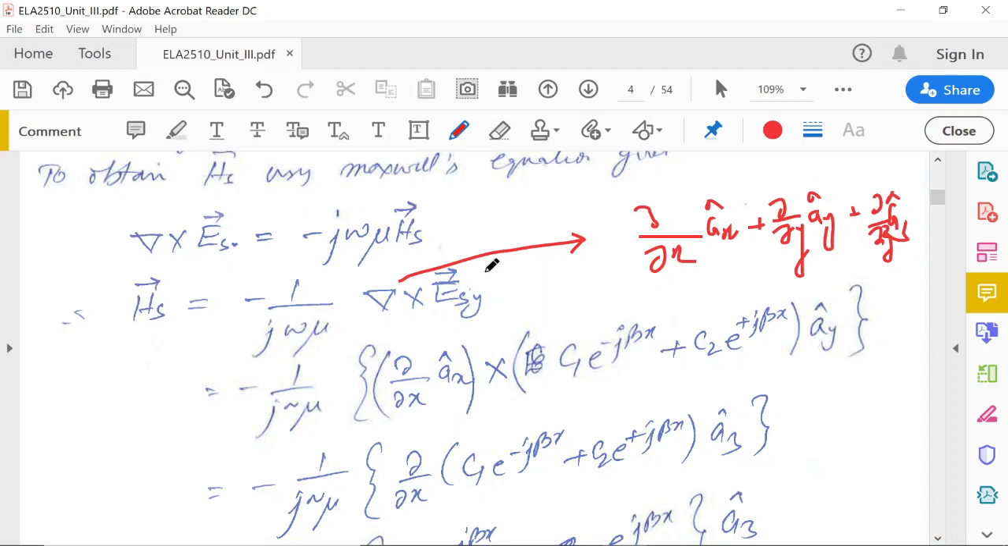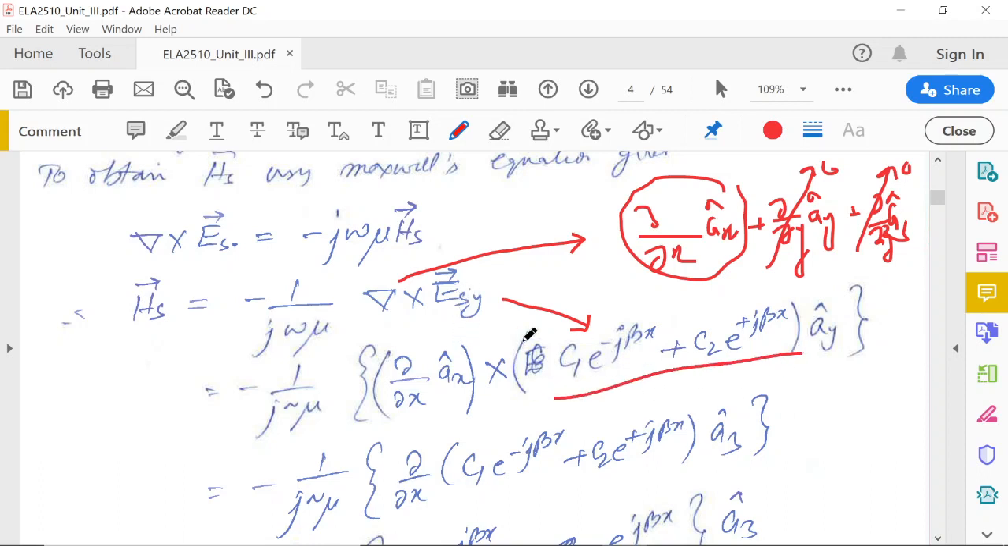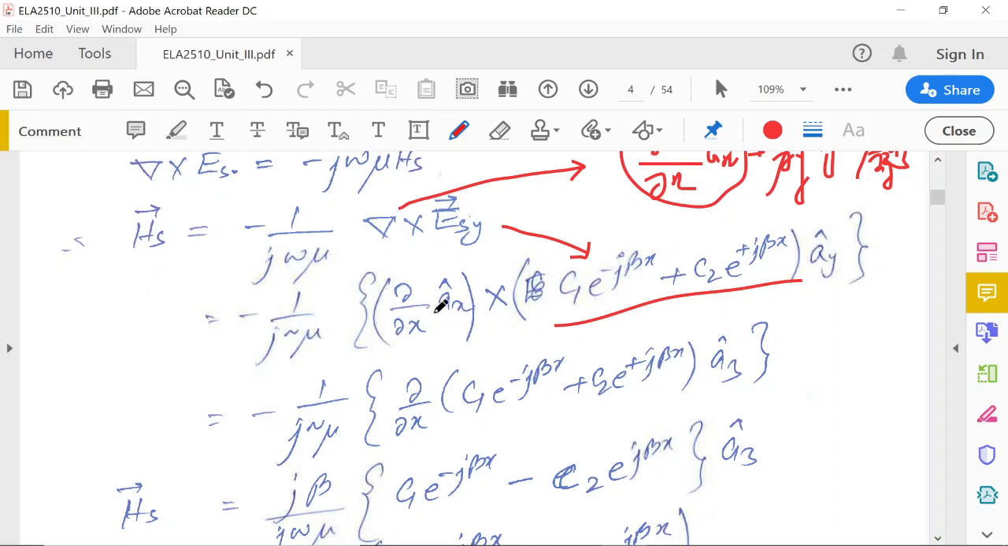Because this is the component along the y direction, but it is a function of x only, when you take del over del y and del over del z, they will become 0. So here we have omitted this part, only this term will remain. These two terms will always give you 0 when this function is a function of x only. So we are only writing this part, and we can replace Es y with this equation. Because you have a vector, and this is a unit vector, and these are the magnitude, you can take it out and have the curl of this.